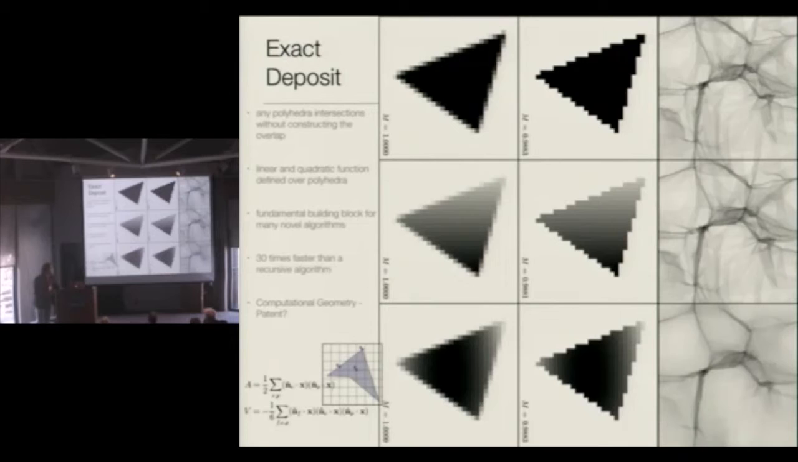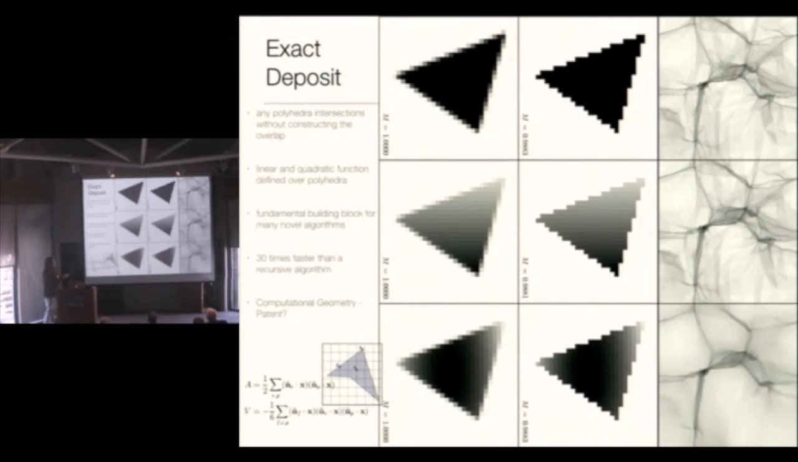This works in any dimension. We implemented it in 2 and 3D. It works for any polyhedra. It doesn't have to be a simplex. And the interesting thing is we never have to actually construct the intersection polyhedron. It's just an algorithm that loops over corners and edges of the region, but never has to construct the thing. The first algorithm I wrote was just a very recursive thing. As long as the tetrahedron is big, divide it in half, and you do this recursively until you can deposit it. This is 30 times faster.